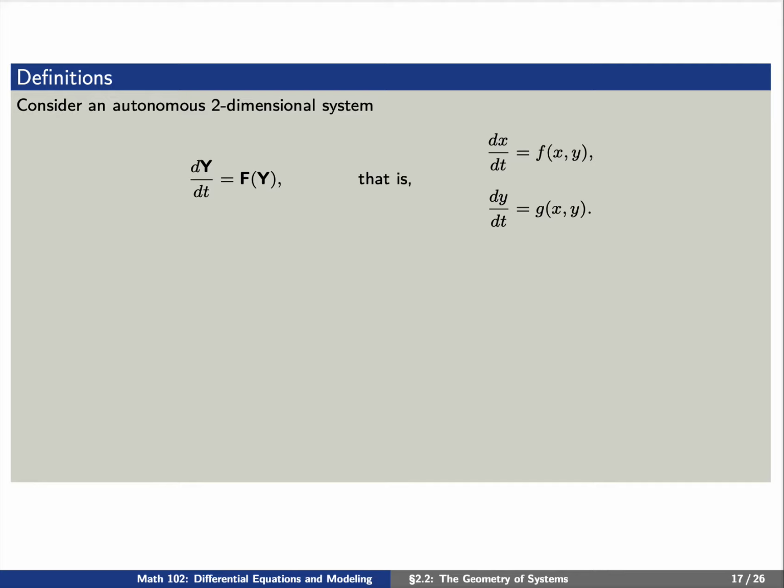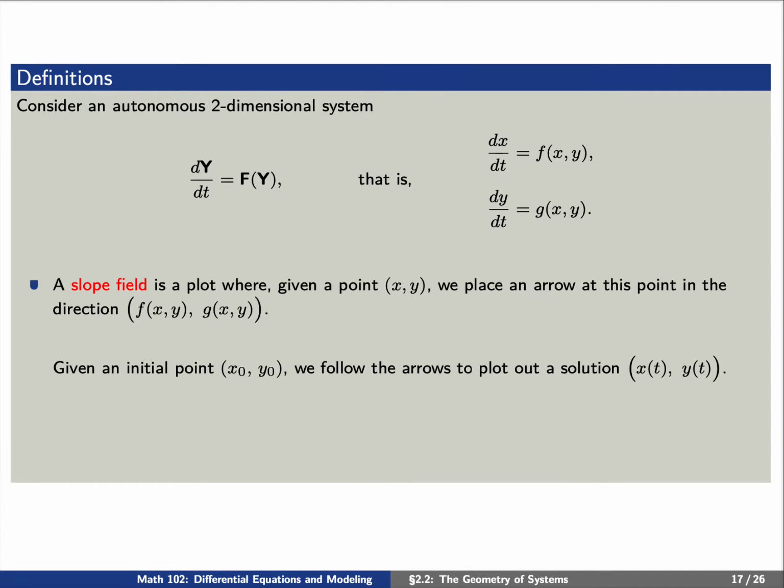Let's go back and consider a general autonomous two-dimensional system. We'd like to make a few more definitions. A slope field is a plot where, given a point x comma y, we can place an arrow at this point in the direction f of x comma y, comma g of x comma y.